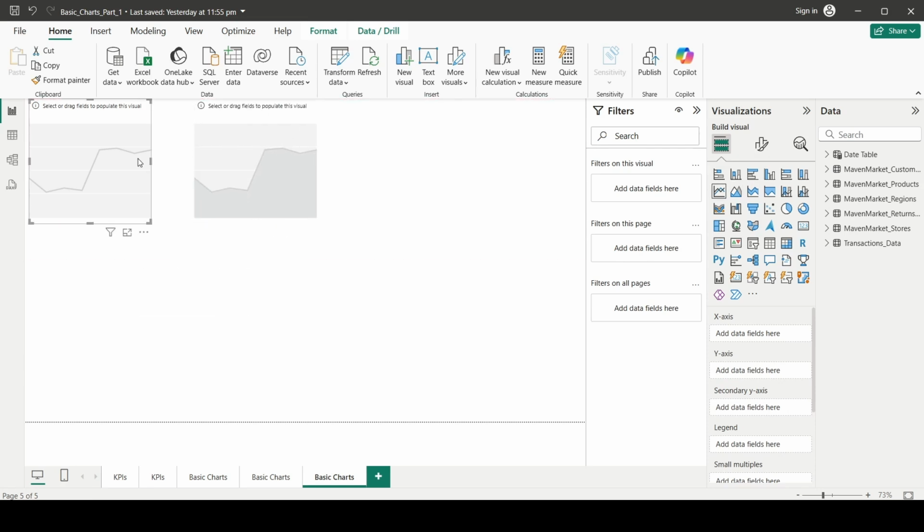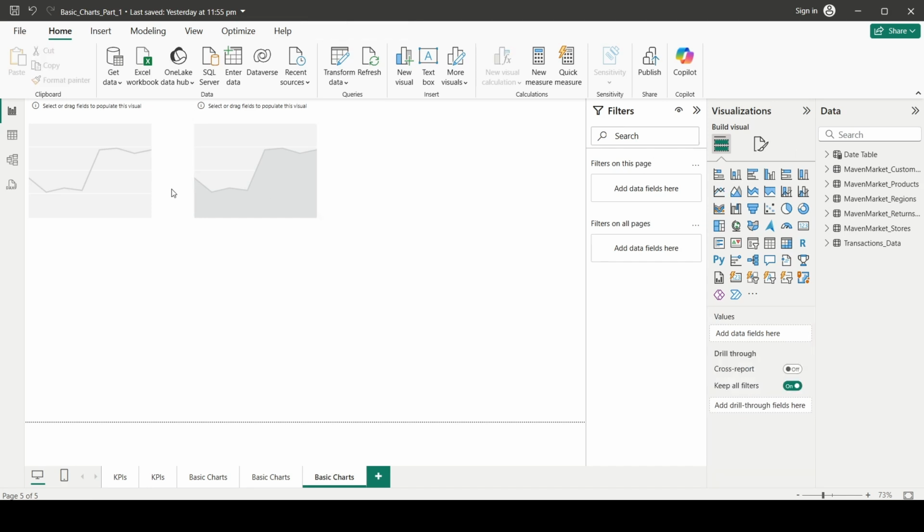So what is a line chart? A line chart is used to show trends over time with data points connected by a line. It helps in understanding how values increase, decrease or fluctuate over time. Coming to area chart, an area chart is similar to a line chart, but it fills the space below the line with color, making it easier to see the magnitude of changes over time.